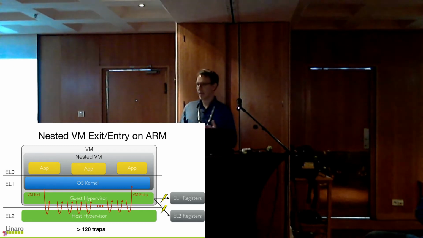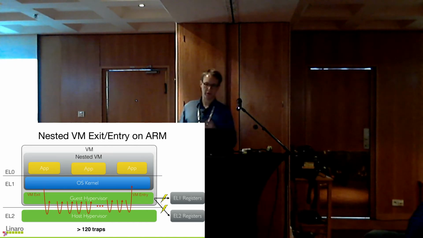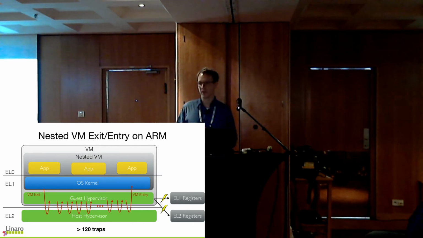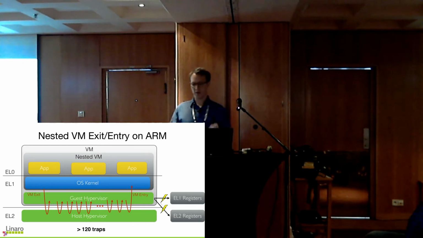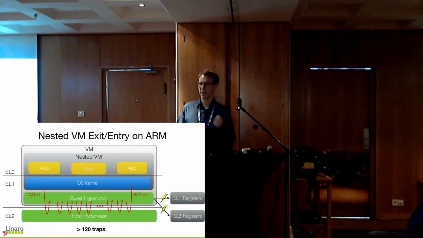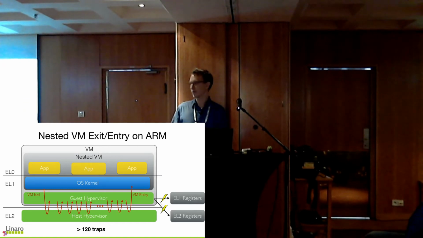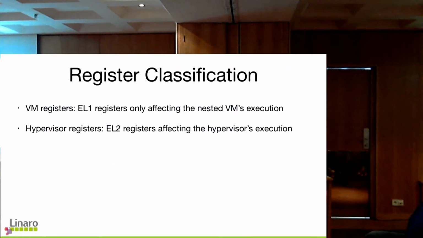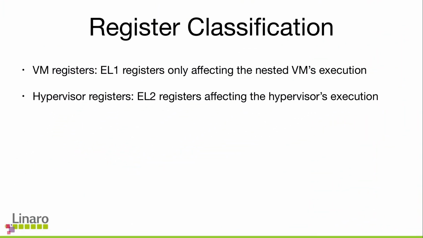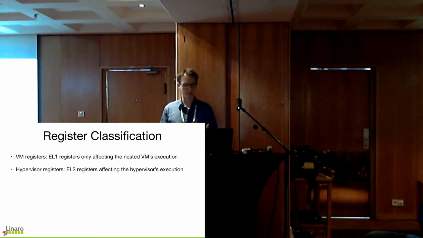That's known as the exit multiplication problem. I think that's what the Turtles guys who did nested virtualization on x86 originally called it. So we end up with more than 120 traps for a single hypercall from the nested VM, and this is the main cause of your terrible performance. So to improve performance, we somehow have to reduce the number of traps.